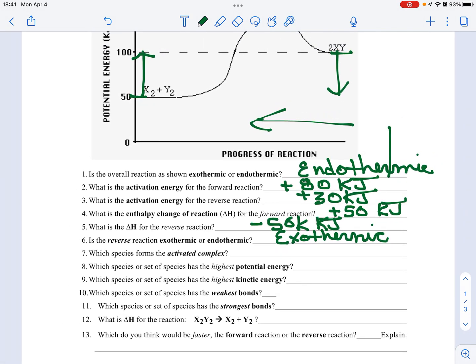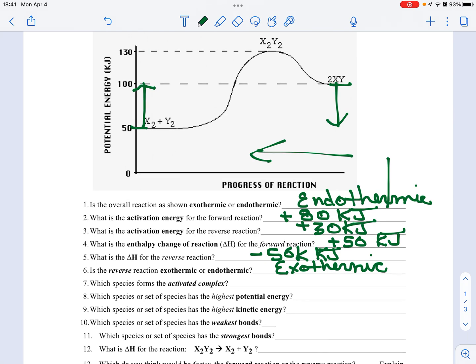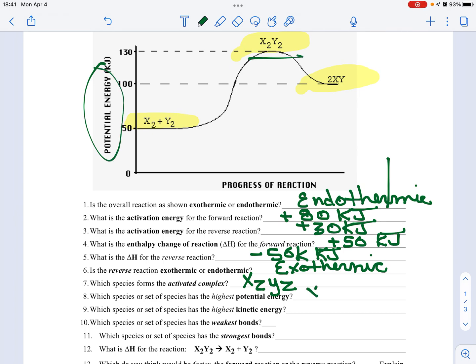This gets a little bit harder to do here. Then we're going to talk about species. I want to get my highlighter out. Is this my highlighter? So my three species are there, there, and there. These are the three species. Which species forms the activated complex? You can see the activated complex is X2Y2. That is the activated complex. Which species has the highest potential energy? And that is also X2Y2.